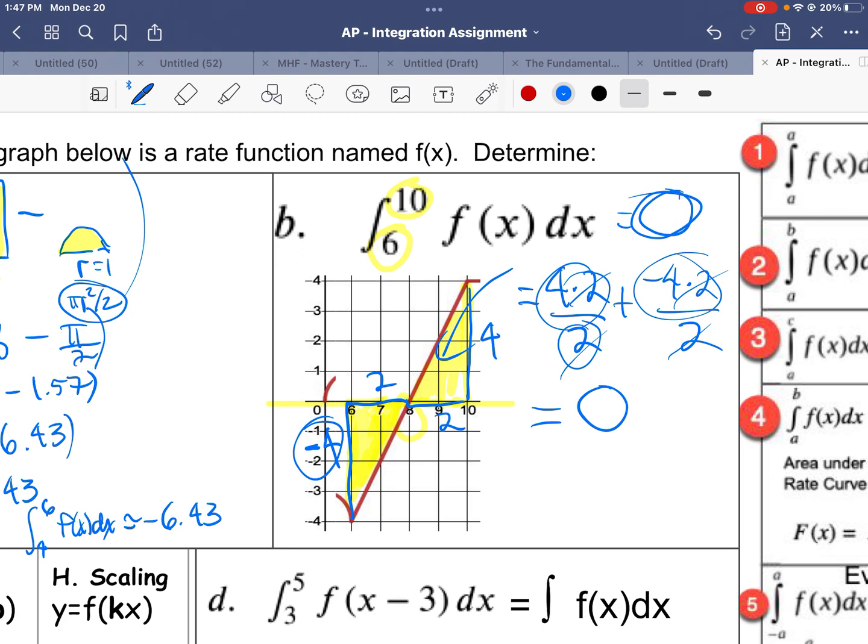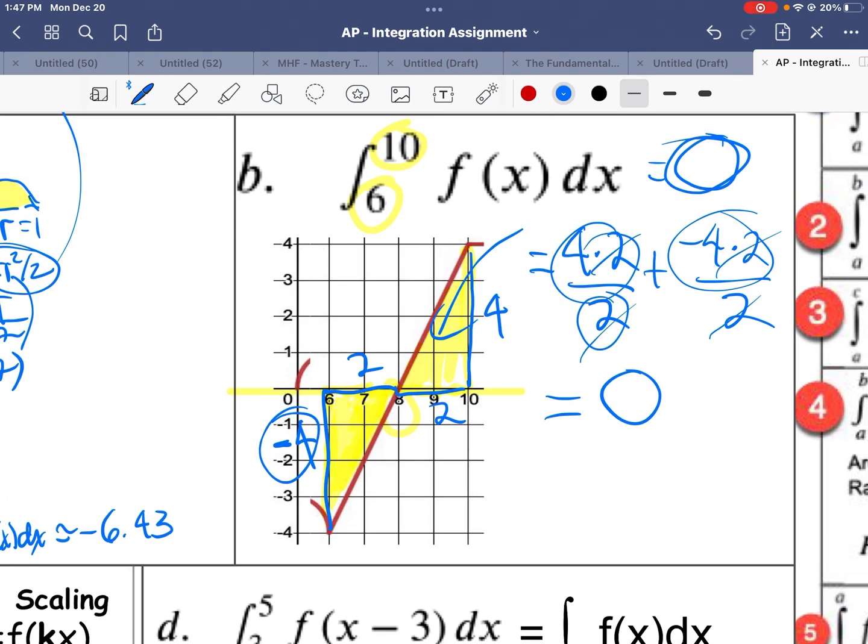Anytime you have this scenario, you should immediately write 0 when you recognize that areas are equal in size but opposite in sign. Equal in size, opposite in sign.